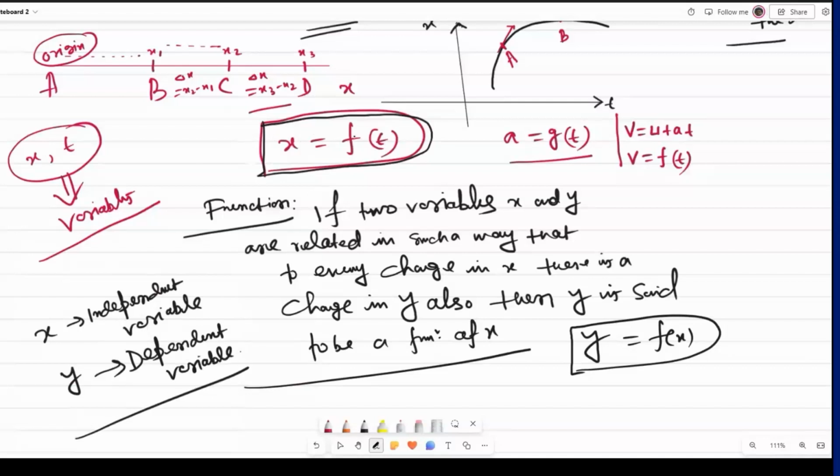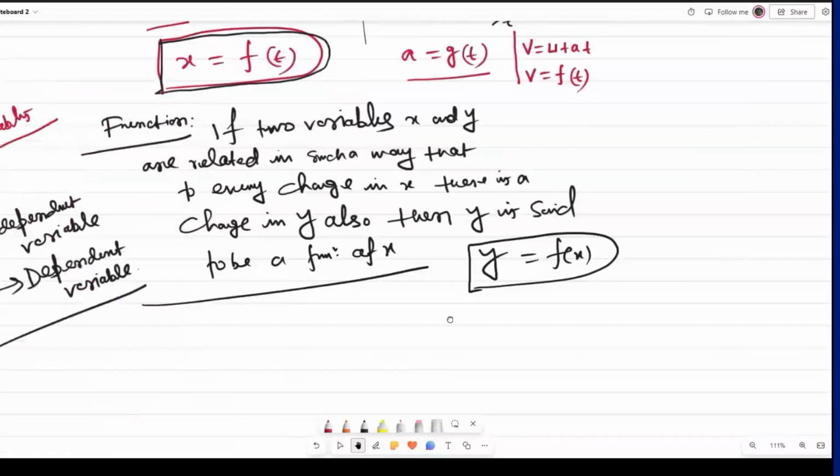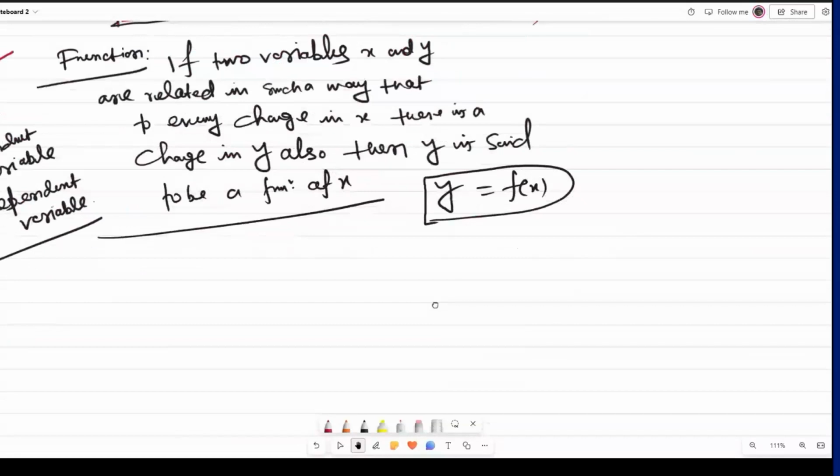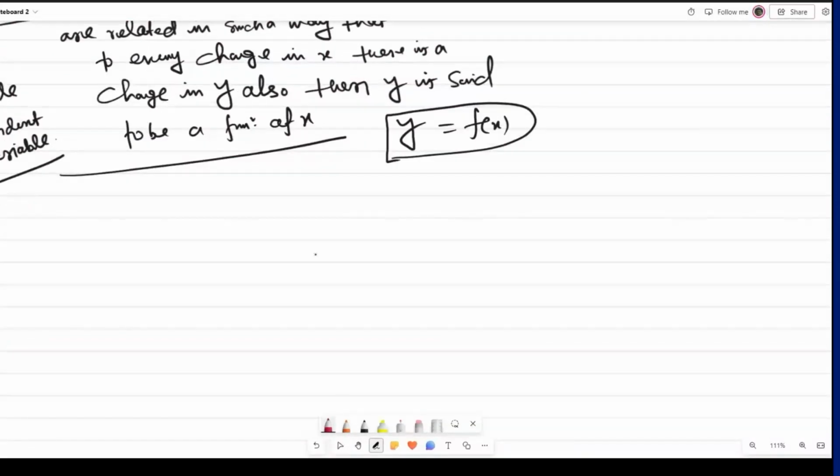So x is a function of t. It means time is the independent variable, and x depends on time. Displacement changes with time, so x is a function of time. We write x equal to f(t). Now consider the change of this function on an interval.